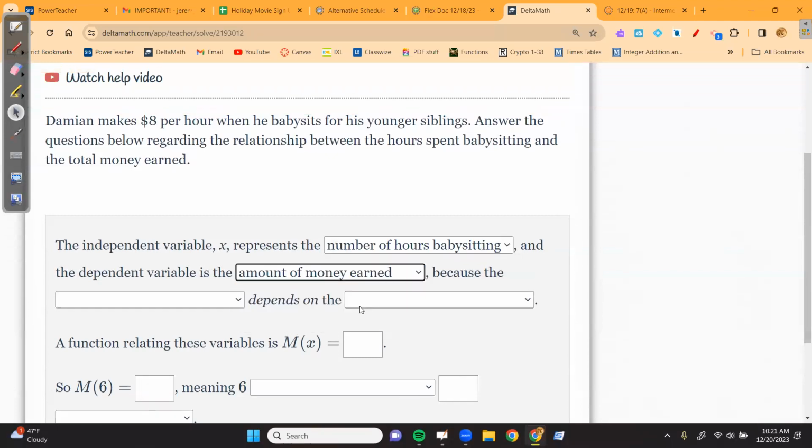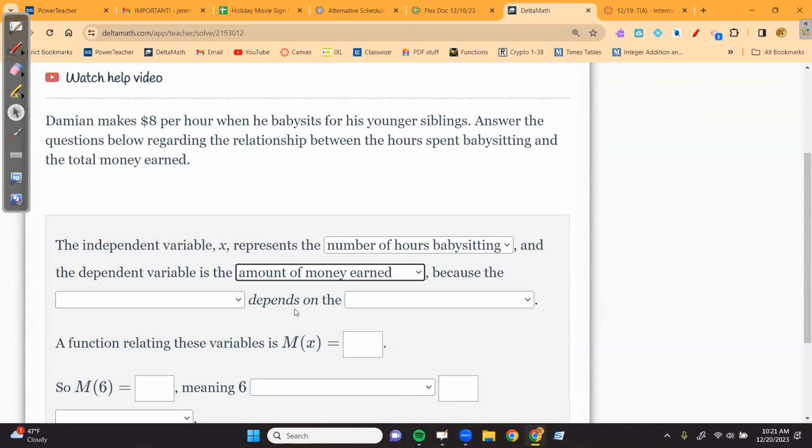The amount of minutes. Not per hour. That is not a variable. Sorry for raising my voice, but I'm not sorry. The number of dollars per hour is not a variable. I know how much money he makes an hour. It's $8. So let me ask you again. Parker, choose your words wisely. What is the dependent variable? The amount of money he makes after.